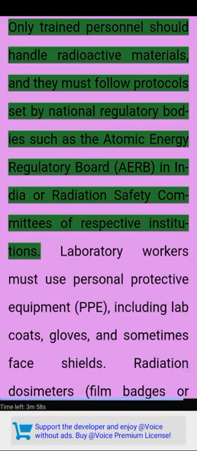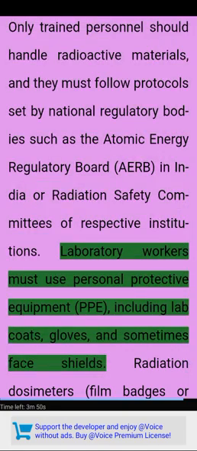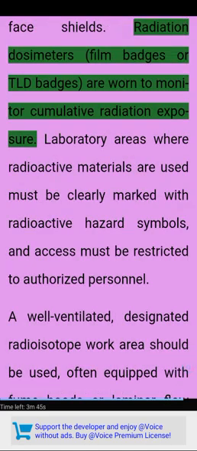Only trained personnel should handle radioactive materials, and they must follow protocols set by national regulatory bodies such as the Atomic Energy Regulatory Board (AERB) in India or radiation safety committees of respective institutions. Laboratory workers must use personal protective equipment (PPE), including lab coats, gloves, and sometimes face shields. Radiation dosimeters, film badges, or TLD badges are worn to monitor cumulative radiation exposure.